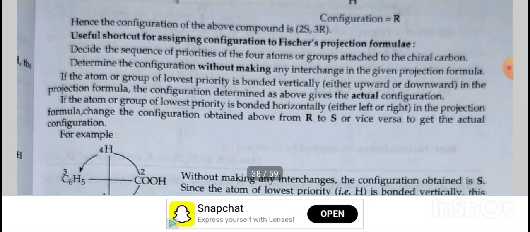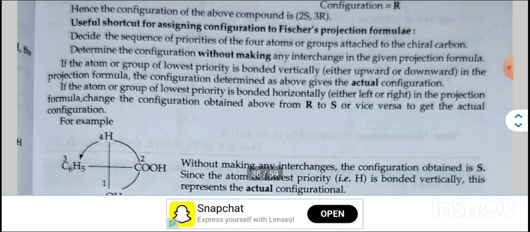A useful shortcut for assigning configuration to a Fischer projection formula: decide the sequence of priority of the four atoms or groups attached to the chiral carbon atom. Determine the configuration without making any interchange in the given projection formula. If the atom or group of lowest priority is bonded vertically, either upward or downward, in the projection formula, the configuration determined above is the actual configuration.